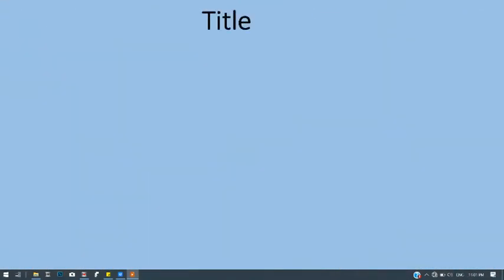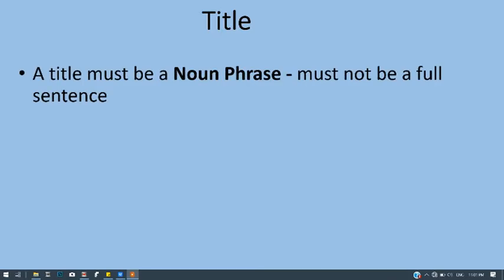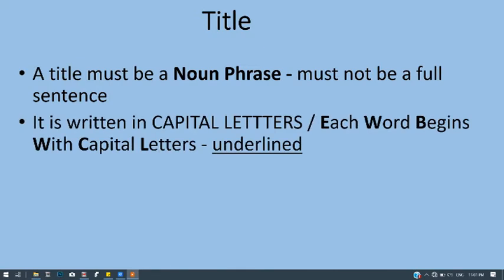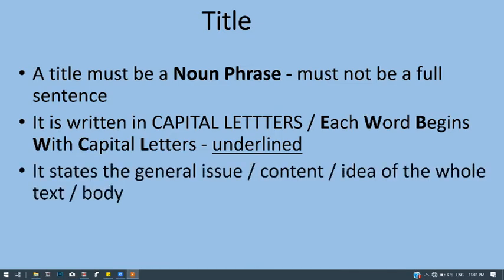Okay, title. Let's talk about the title. How to write the title. The title must be a noun phrase. It must not be a full sentence. It is written either in capital letters or each word begins with a capital letter, and finally it is underlined. The title states the general issue, the general content, the general idea of the whole body.